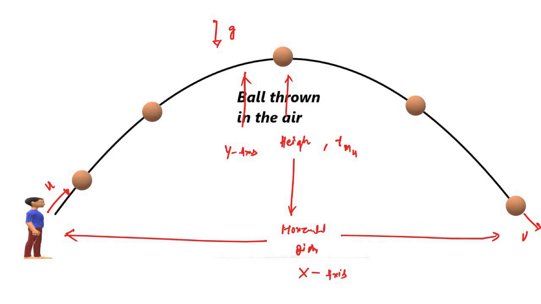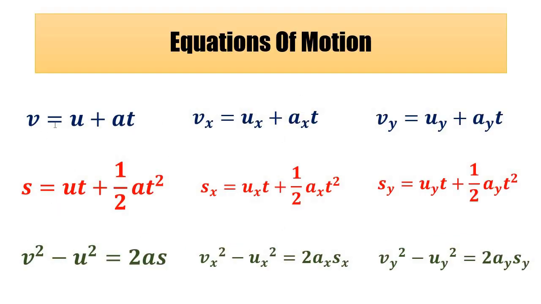So here the basic equations of motion are taken into consideration, which is v is equal to u plus at, which is final velocity is equal to initial velocity plus the product of acceleration and time. s is equal to ut plus half at square, where s is the displacement, u is initial velocity, t is time, a is acceleration. And v square minus u square is equal to 2as, where a is acceleration, s is displacement, u is initial, v is final velocity.